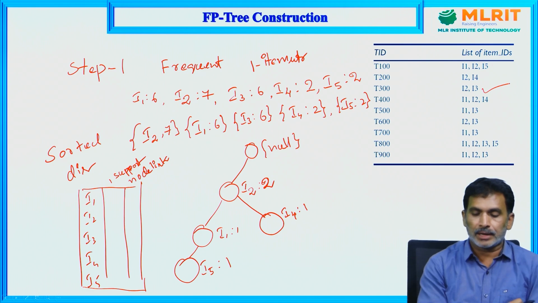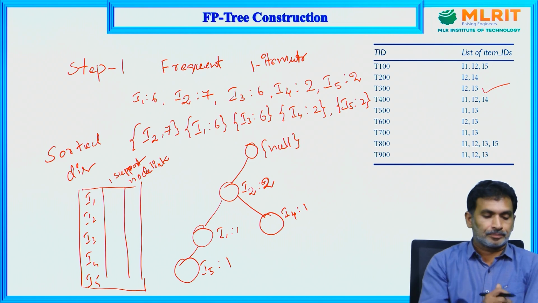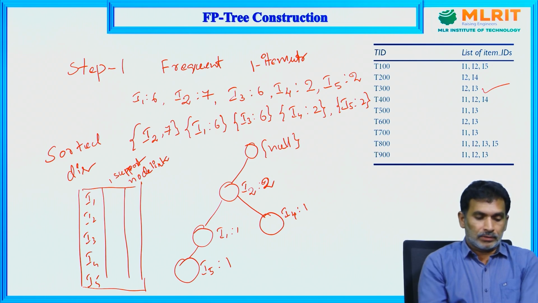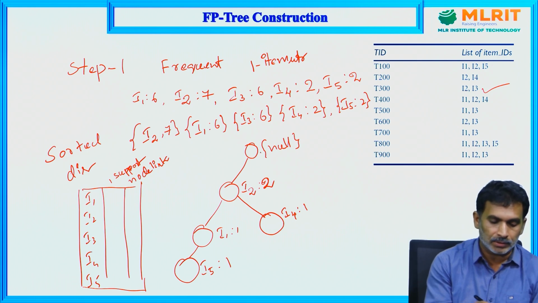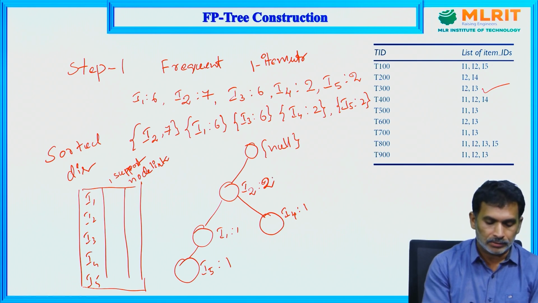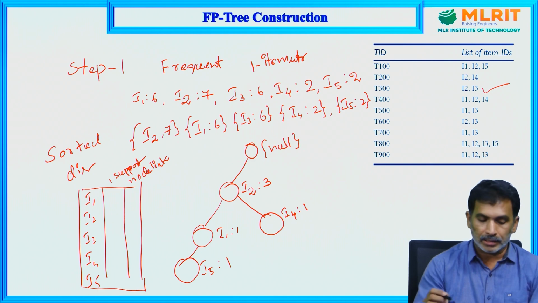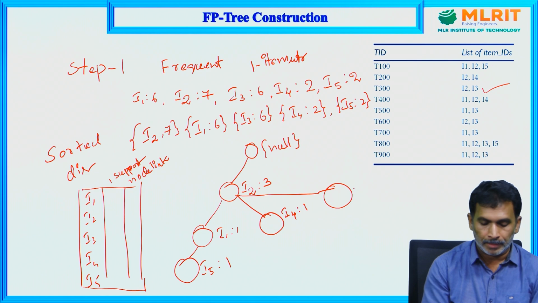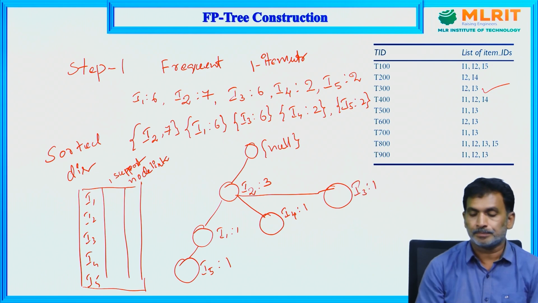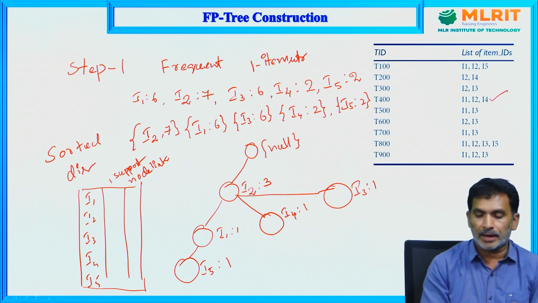The third transaction has two items, I2 and I3. As per this order, I2 should come first, then I3. I2 again, because from the root node there is a path to I2. Instead of creating a separate node, we will increment this frequency by 1, so it becomes 3. Then I3, there is no such node, so we will create a separate node for I3, and its frequency would be 1. Next, the fourth transaction, I1, I2, I4.